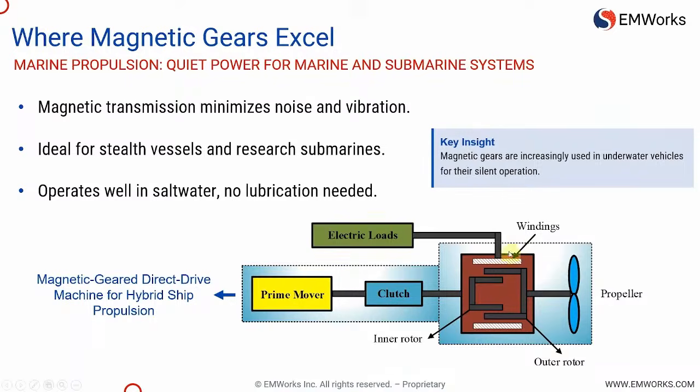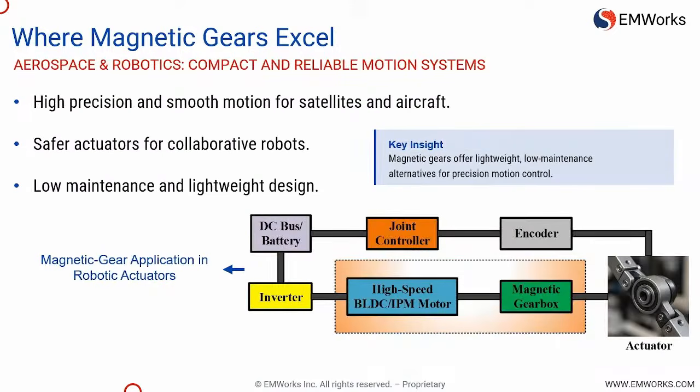The windings on the stator and the magnetic coupling between the inner and outer rotor ensure a smooth torque transmission with minimal noise. And also these windings can provide the electrical energy required for the electric loads in the other parts of the ship. And another field in which magnetic gears excel is in robotics and actuators.